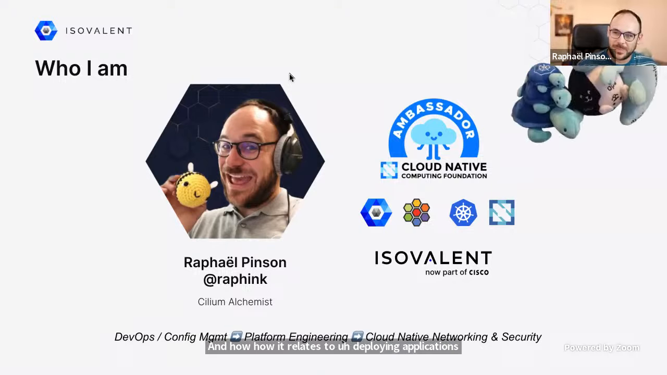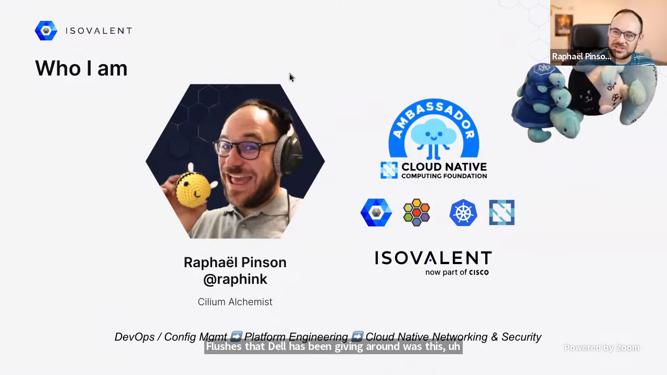and how it relates to deploying applications on orchestrators and Kubernetes in particular. I still think DevOps is an important thing, and I love these little plushies that Dell has been giving around with this platform engineering dragon, or is it a dinosaur? I don't know exactly. Hugging a dev and ops cat and dog. Because obviously cats break things and dogs keep things running, right?